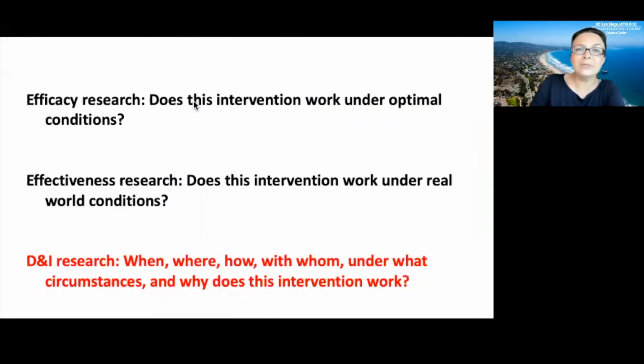When contrasting research questions from efficacy, effectiveness, and D&I research, we can think of these using the following generic questions. For efficacy research, does this intervention or program work under optimal conditions? For effectiveness research, does this intervention work under real-world conditions? And finally, for dissemination and implementation research, when, where, how, with whom, under what circumstances, and why does this intervention work?